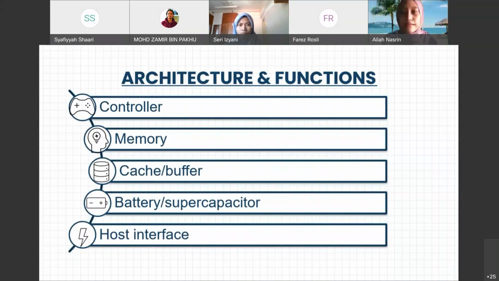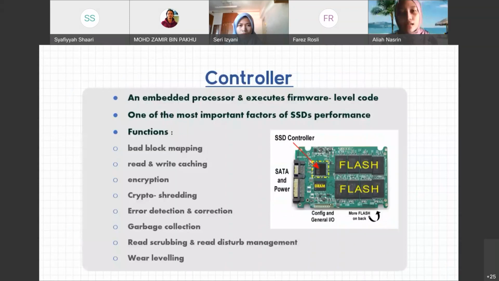Next. So the first component is the controller. It's actually an embedded processor and executes firmware-level code, and is one of the most important factors of SSD performance. Its functions also include bad block mapping, read and write caching, encryption, crypto shredding, error detection and correction, garbage collection, read scrubbing and read disturb management, and also wear leveling.